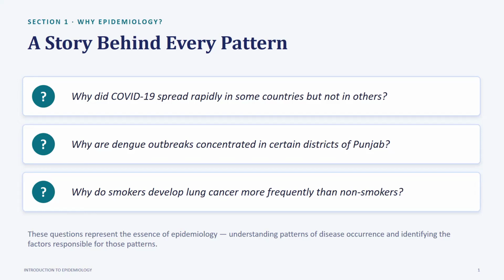Starting the topic, we see a story behind every pattern. We ask some questions like: why did COVID-19 spread rapidly in some countries but not in others? Similarly, why are dengue outbreaks concentrated in certain districts of Punjab? Why do smokers develop lung cancer more frequently than non-smokers? These questions actually represent the essence of epidemiology, so understanding the patterns of disease occurrence and identifying the factors responsible for those patterns.